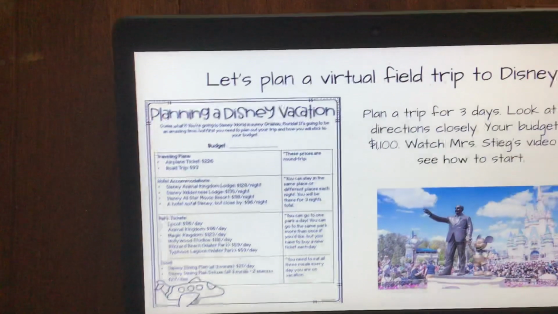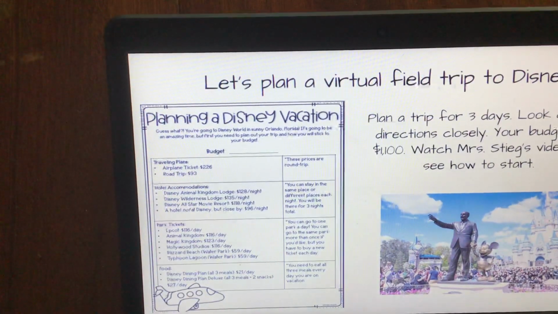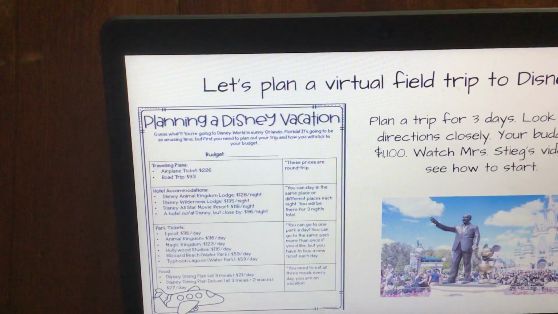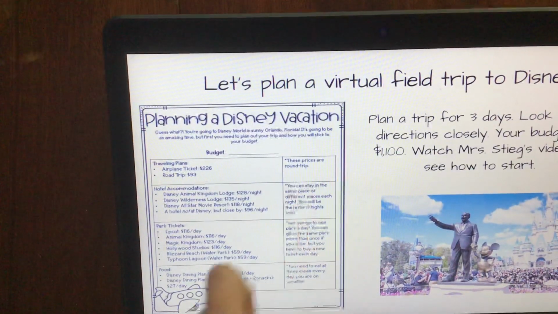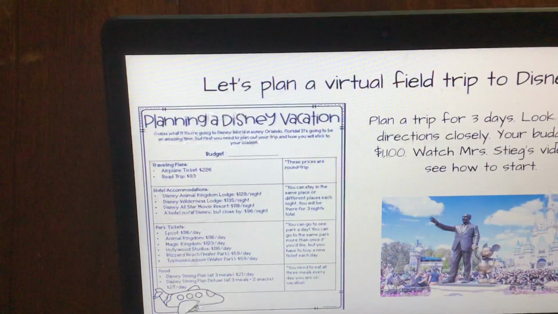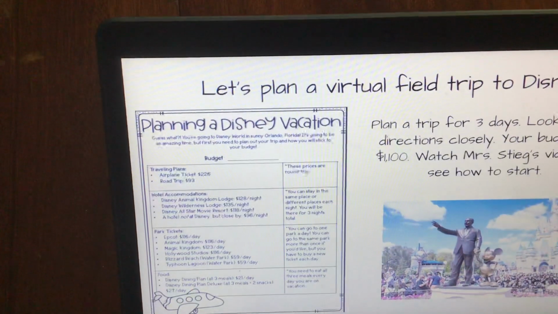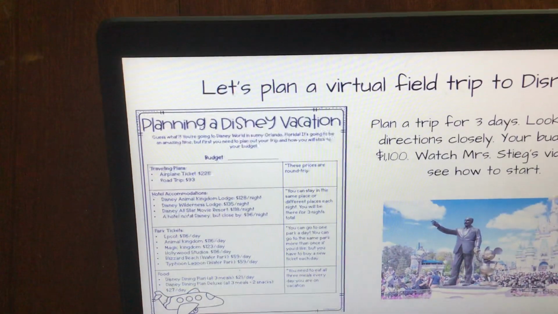All right, the first thing is traveling plans. How are you going to get there? Are you going to take an airplane? If you take an airplane, it's going to be $226, and that's round trip. So these prices are round trip. Or if you drive, your price is going to be, let's say, $93.